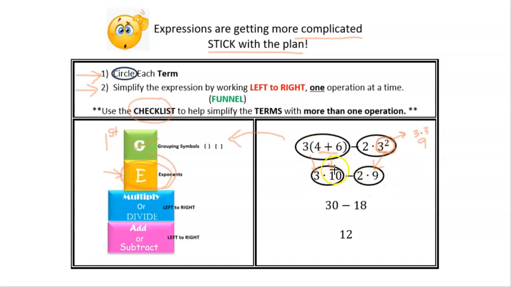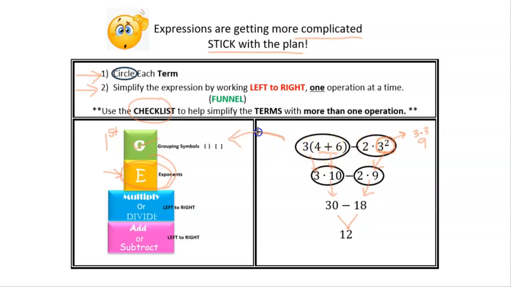So now we've whittled this down a little bit, but we still have to clean up both of these terms. They still have an operation we haven't done yet. So we're going to do 3 times 10, which is 30, and 2 times 9, which is 18. Once we get those down to numbers, and the only thing left here is subtraction, we'll subtract and get our 12.